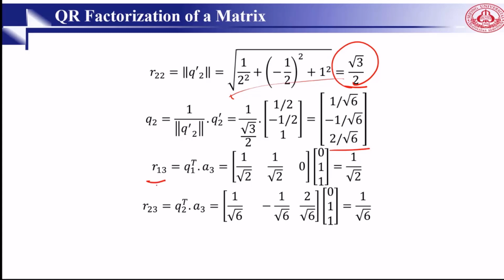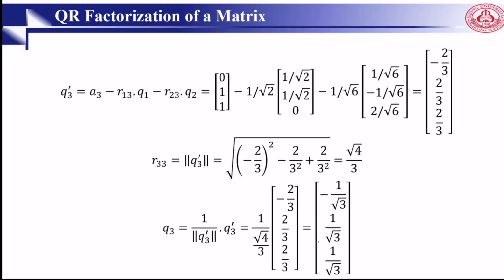Then we go for R13, which is Q1 transpose multiplied by A3, and based on this simple multiplication, you will come up with this one. Then we go for R23 as the transpose of Q2 multiplied by A3. This is Q2 transpose, this is A3, which gives us this one. Then we go for Q prime 3 as A3 minus R13 Q1 minus R23 Q2. This comes up with this one.